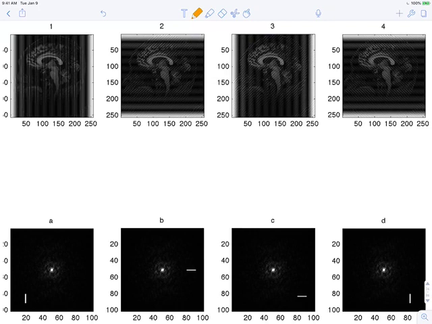So let's play the game again. Out of 1, 2, 3, and 4, they're all images of the brain, and they all have interference on top of them, right? But which has the simplest interference? 1, right? It only has vertical stripes. So 1 is the easiest one. It's got stripes going like this.